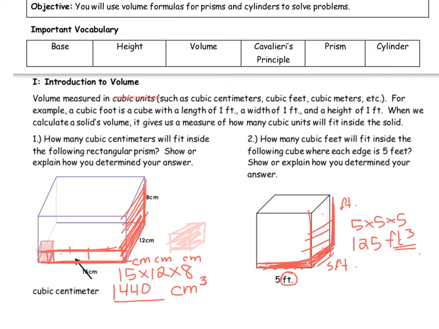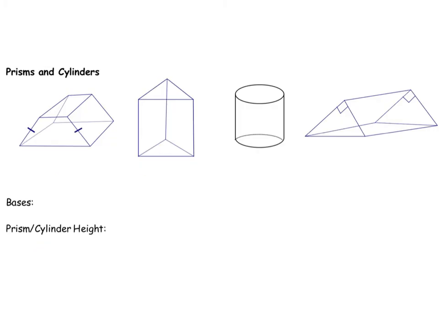So now that we remember what volume is, we're going to go ahead and review the base and height of prisms and cylinders. So we're going to highlight the bases in red. Remember, the bases are the congruent parallel faces on a prism. So it doesn't matter which way the prism is oriented. What matters is that the non-rectangular faces are the bases, and they are always congruent and parallel.